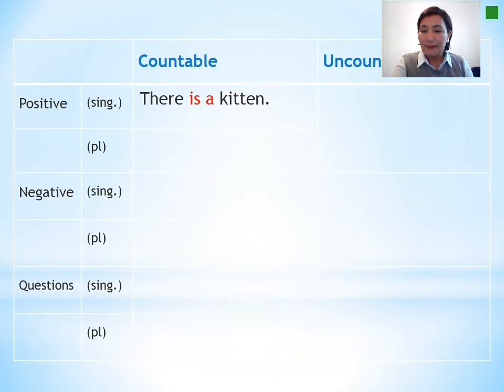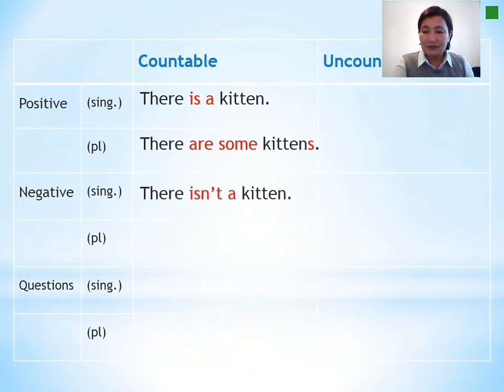Now, for example, there is a kitten. It is singular form, and we use here there is and the indefinite article a. If it is plural, we say there are some kittens. As you see, are to be is formed, and some, and the plural form of kitten.